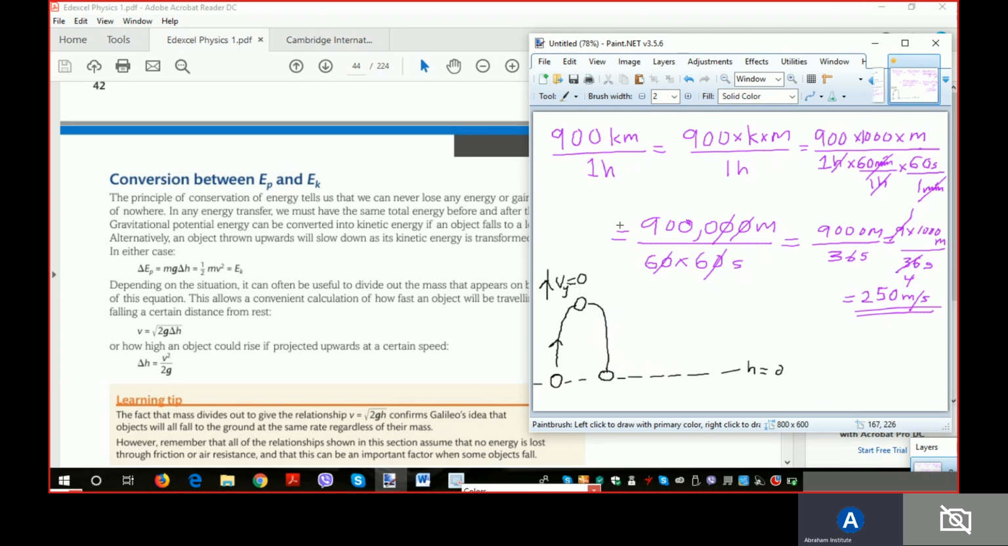Vy is 0. Since it is thrown vertically, we assume there is no horizontal motion. So it goes vertically up and falls vertically down. At this highest point, since it comes to a momentary stop, the kinetic energy is 0. Here it is at the maximum height also, so it has maximum GPE.